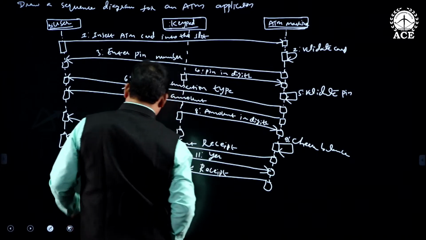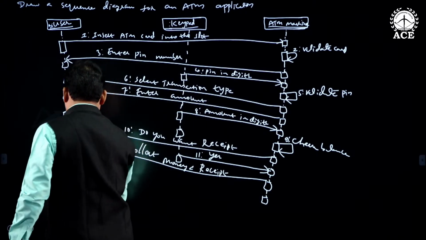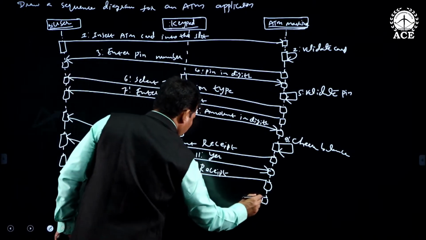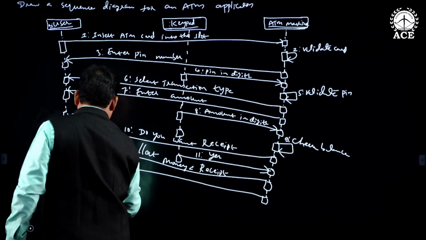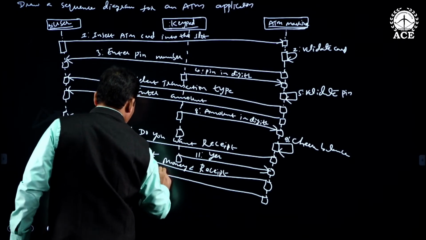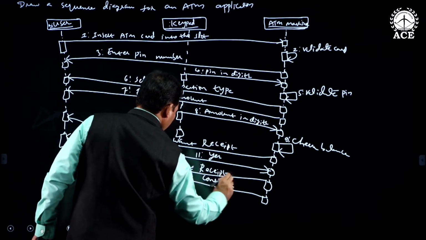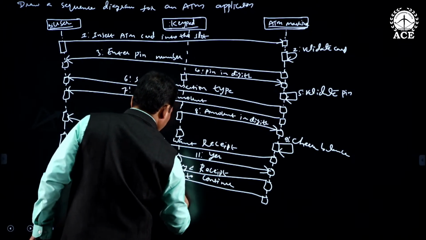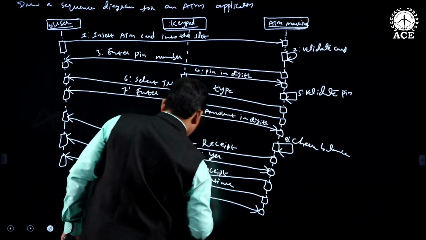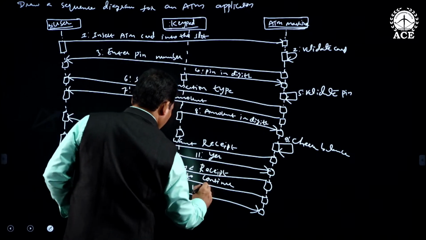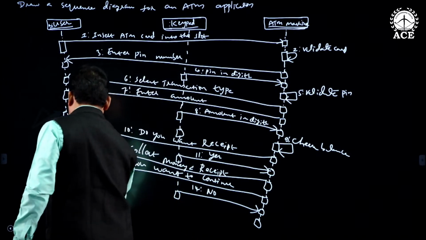Collect money and receipt. Then again, after the first transaction, the ATM machine will ask the user, do you want to continue? If you say, no, I don't want to continue, then the ATM machine will send a message to the ATM user.